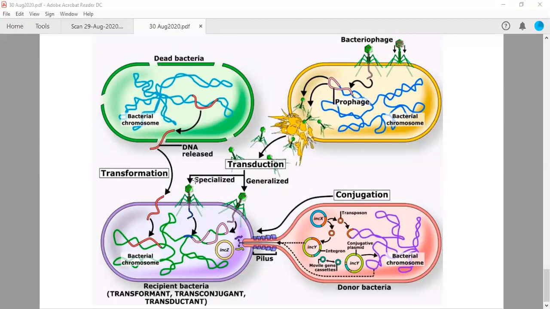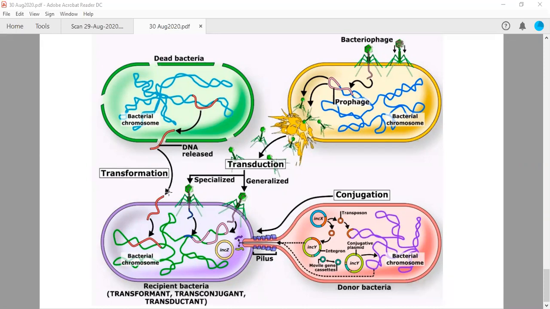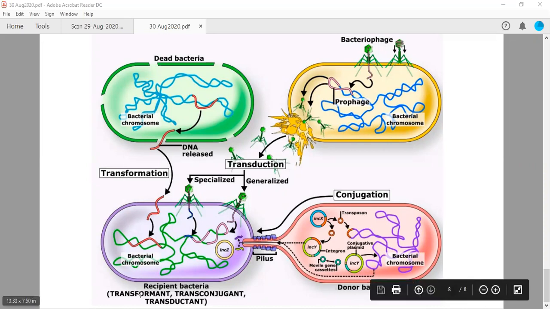So this particular bacteriophage, which is having this blue colored fragment of bacterial chromosome, will be integrated into some new bacteria. Then the recipient bacteria will be called a transductant. In the process of transduction, this is called transductant. In the process of transformation, it is called transformant.